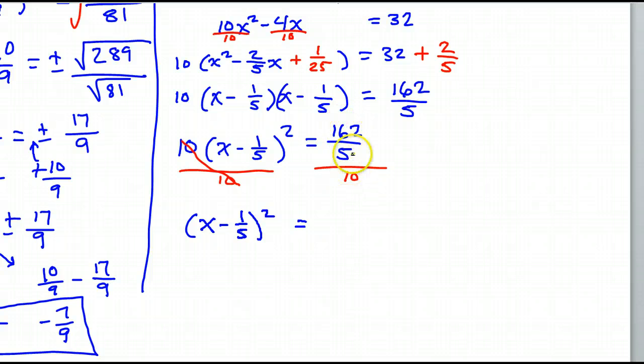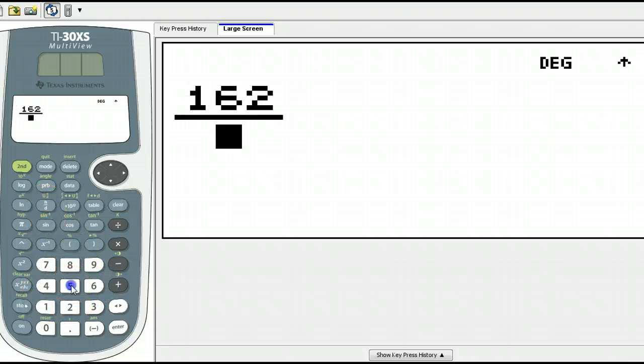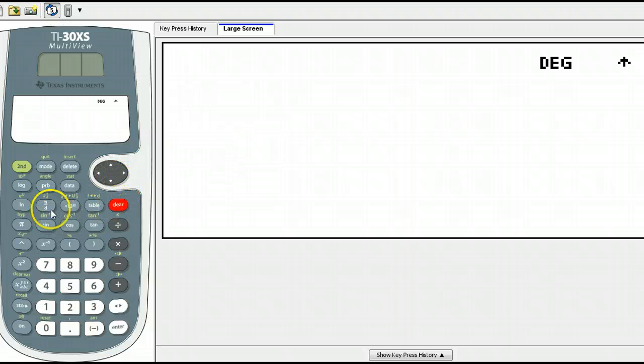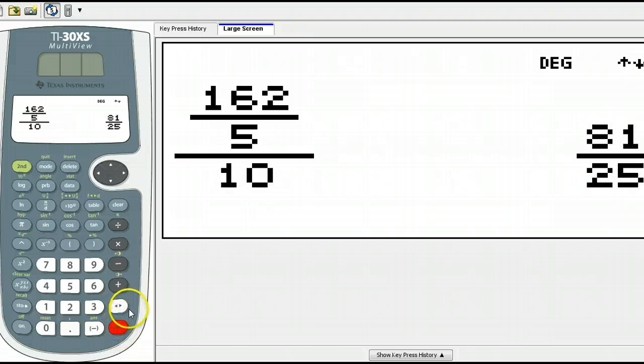now I can literally type this into my calculator, 162 over 5 over 10. That's one way to do it. Let me do it this way. I could hit my n over d button first. So now in the numerator, I can put 162 over 5. And then I can drop down to the denominator and put over 10. So that's 162 over 5 over 10. Bam! 81 over 25.